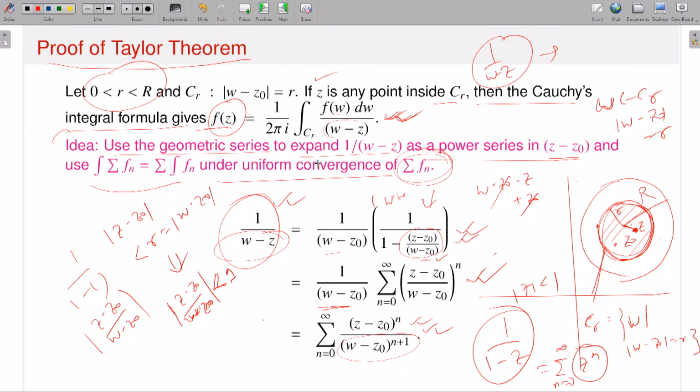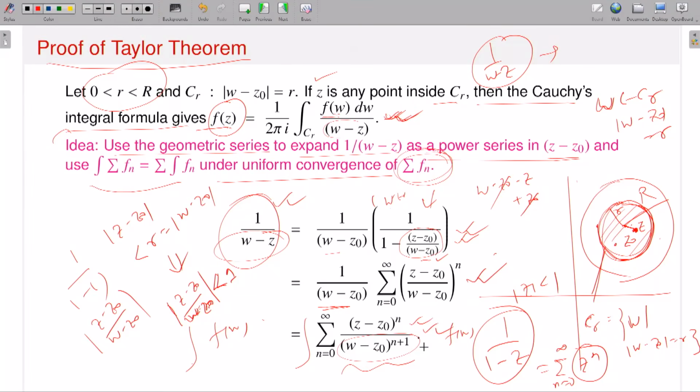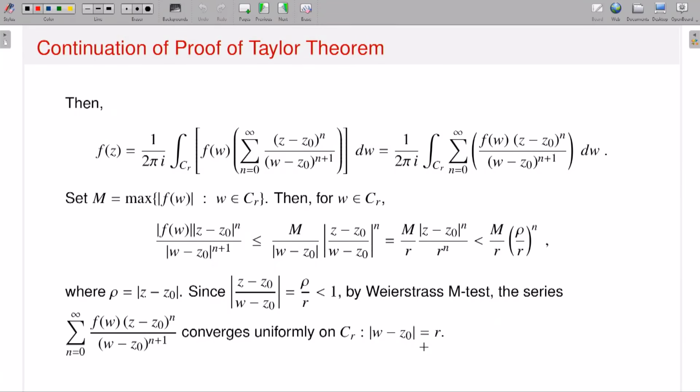So this is the expression of 1 by w minus z, but I will have the f(w) factor there. So later I will multiply it with f(w), and then you will have the integrand. Then the question is whether I can push these integrations inside the summations. To interchange summation and integration, since this is a power series, I need the uniform convergence of this power series. That is the only part remaining.